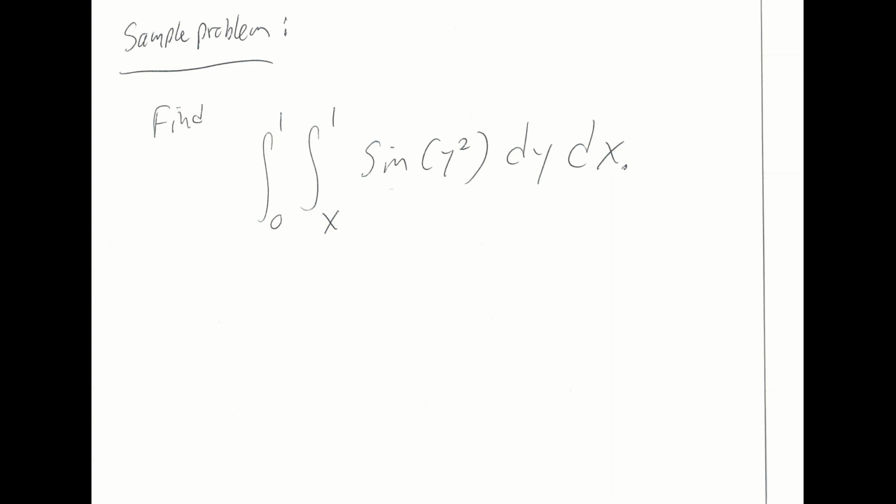And I am not able to make headway on this innermost integral. I can't find an antiderivative. Some folks will try to write something like 1 over 2y, the opposite of cosine y squared or something of that nature, but that is not actually an antiderivative.